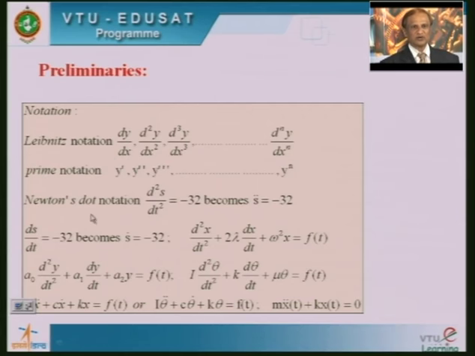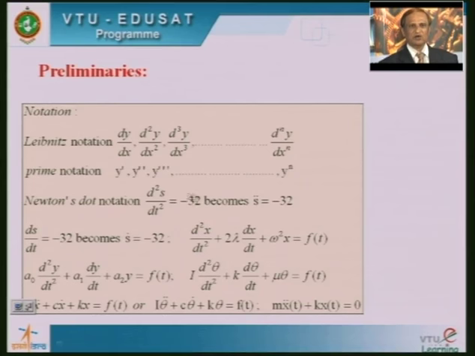So, either you can use dy by dx or we can use these notations, or we can use Newton's dot notation, right. For example, if I want to write d square s upon dt square is equal to minus 32, it is an equation. Now, I want to rewrite this equation using Newton's dot notation. How am I going to write it? It is very simple: s double dot is equal to minus 32. Is it clear? So, this equation can be written in this form.